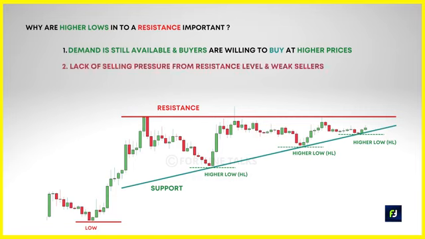The second point is that there is a lack of selling pressure. If there was actually strong selling pressure, the price would not remain at the resistance for a long period. Instead, it would move lower very quickly. But since the price is hovering near the resistance, it means there is a lack of selling pressure even though it's an alluring level to sell.